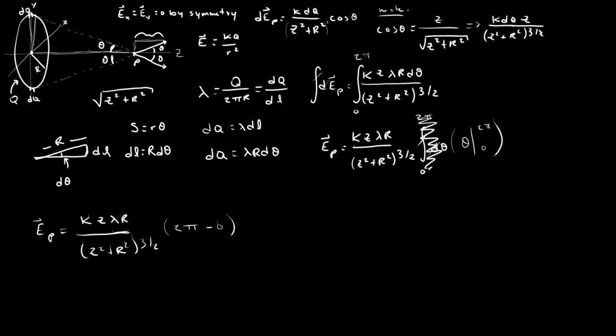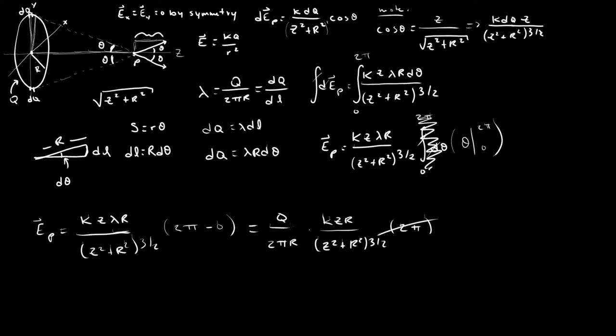Now, we can't leave our answer in terms of lambda because lambda is just a variable that I invented, and we can't use my variables in the equation. So we need to rewrite this as q over 2 pi r. So we're going to rewrite lambda as q over 2 pi r times k times z times r divided by z squared plus r squared to the 3/2 and then times 2 pi because that was what we got from our integral.